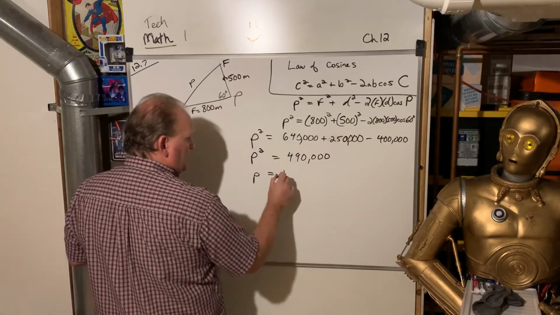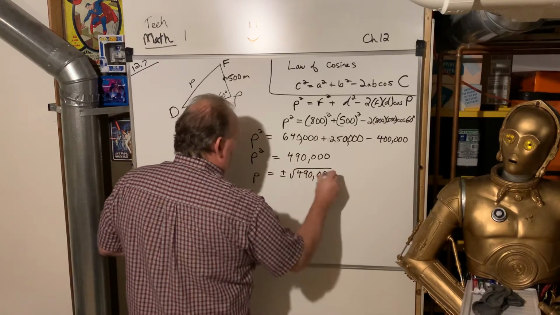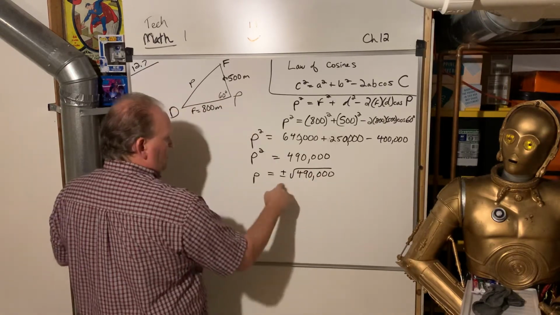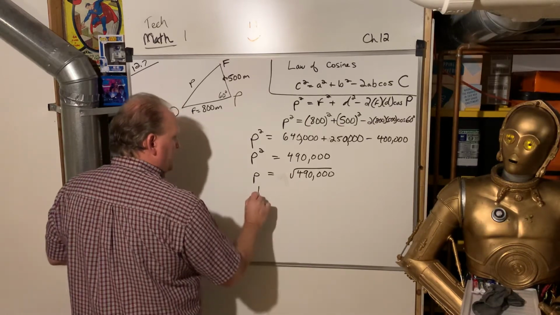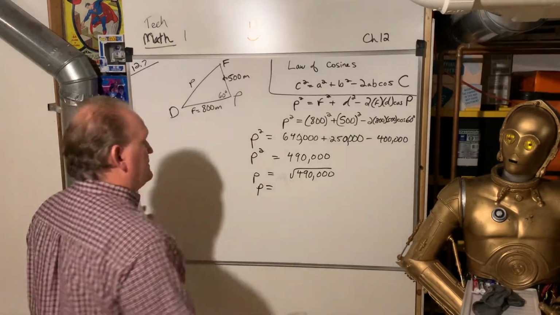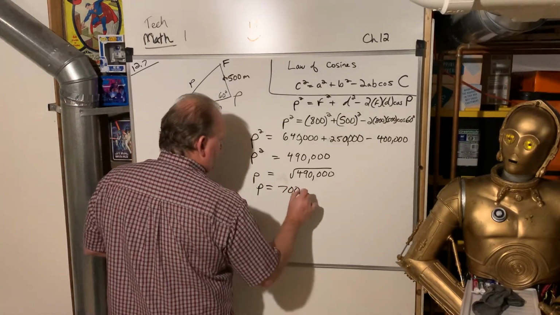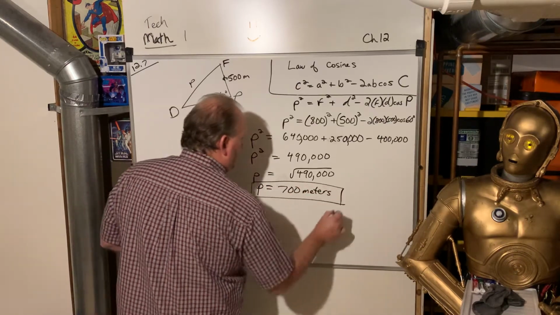Remember, our algebra would be plus or minus the square root, but negative lengths don't make sense, so that goes away. Just the square root is fine. And so that is going to be 700 meters. And that's the law of cosines.